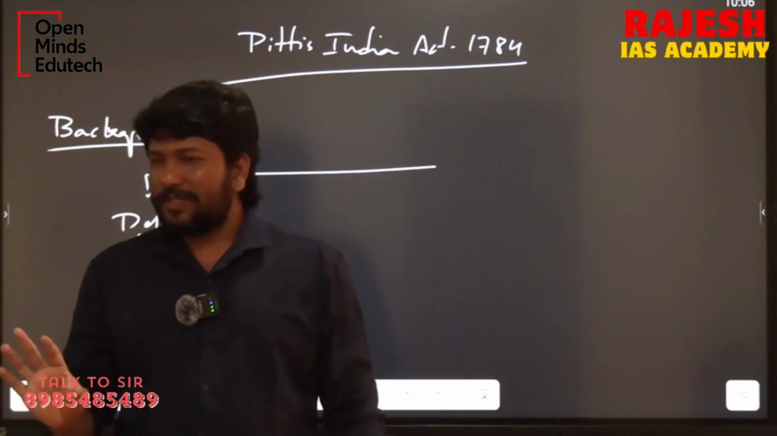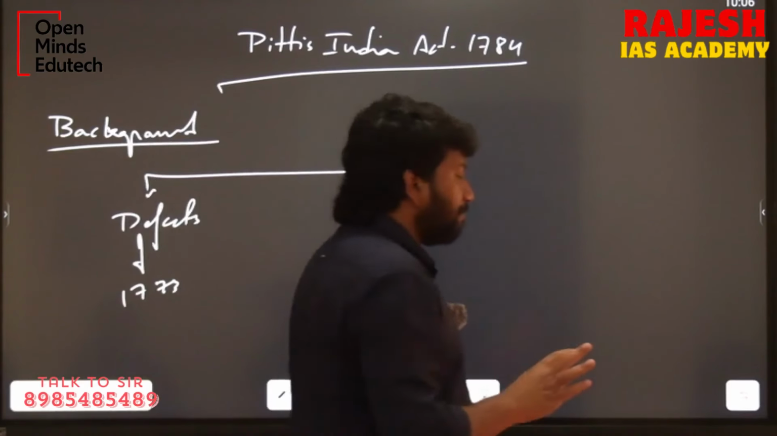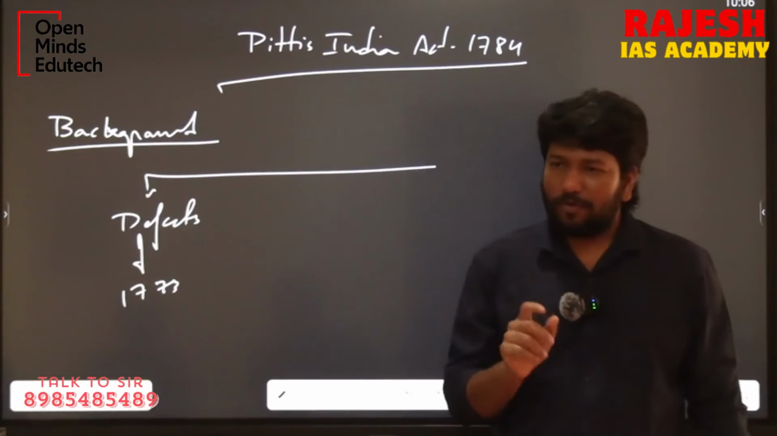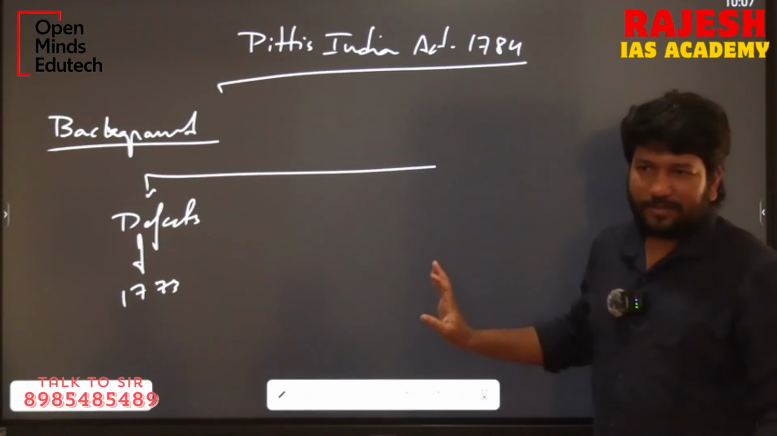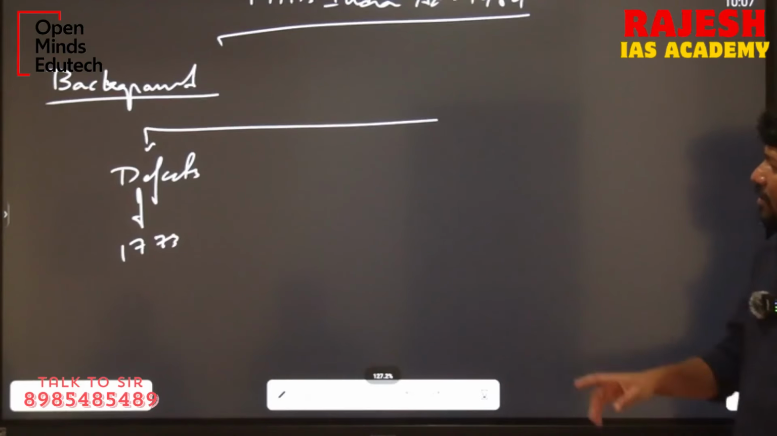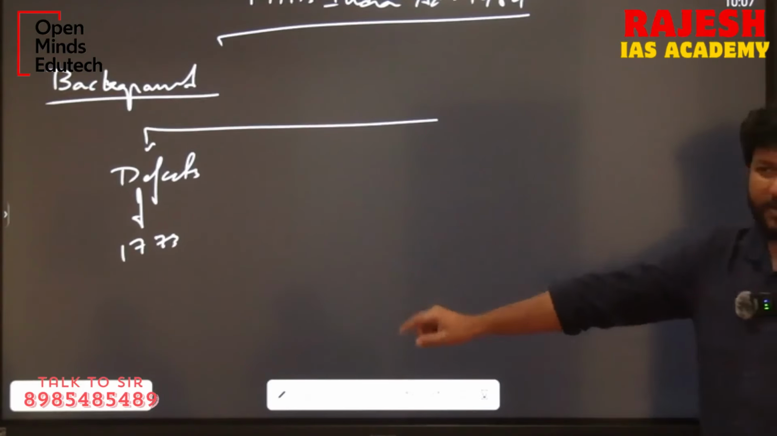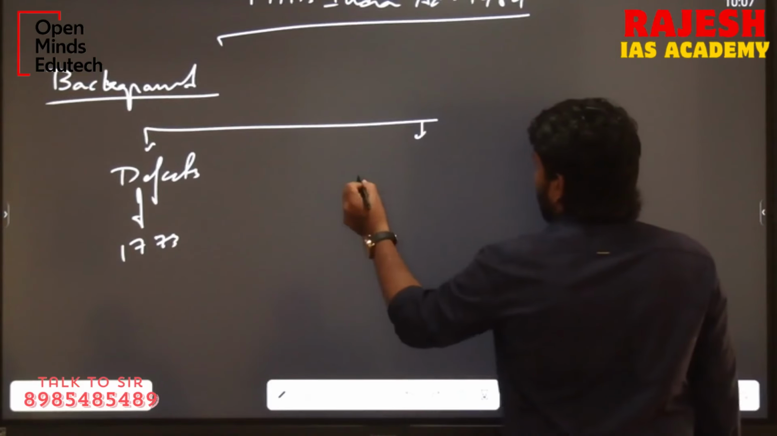In the Regulating Act, there is one provision, it established the Supreme Court also. There are some drawbacks in the establishment of the Supreme Court. There is another act called 1781. You have to do the homework and add all points. I am discussing the concept. So background, why this act? Defects.